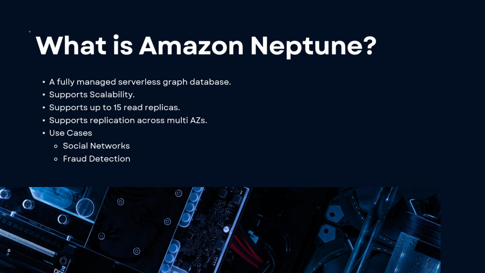So let's firstly talk about what is Amazon Neptune. It is a fully managed serverless graph database. So if you're looking to deploy a graph database, or you're looking to migrate your graph database to the cloud, then you would go forward with Amazon Neptune. It is highly scalable. It supports read replicas, so up to 15 read replicas are supported by Amazon Neptune. It also supports replication across multiple availability zones, which in return provides you high availability.